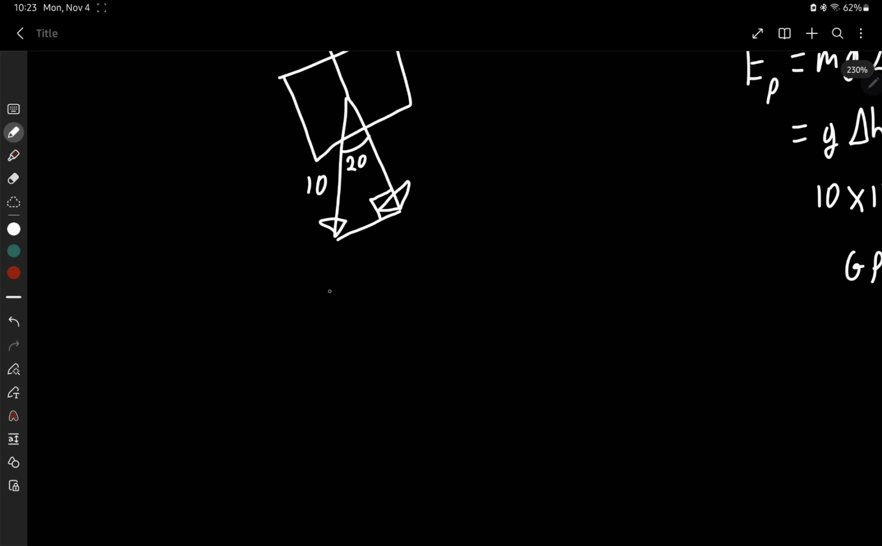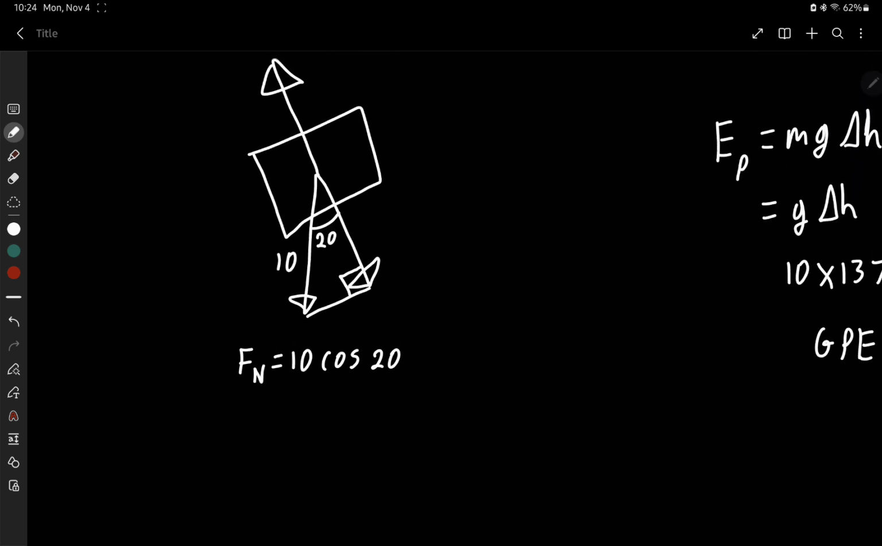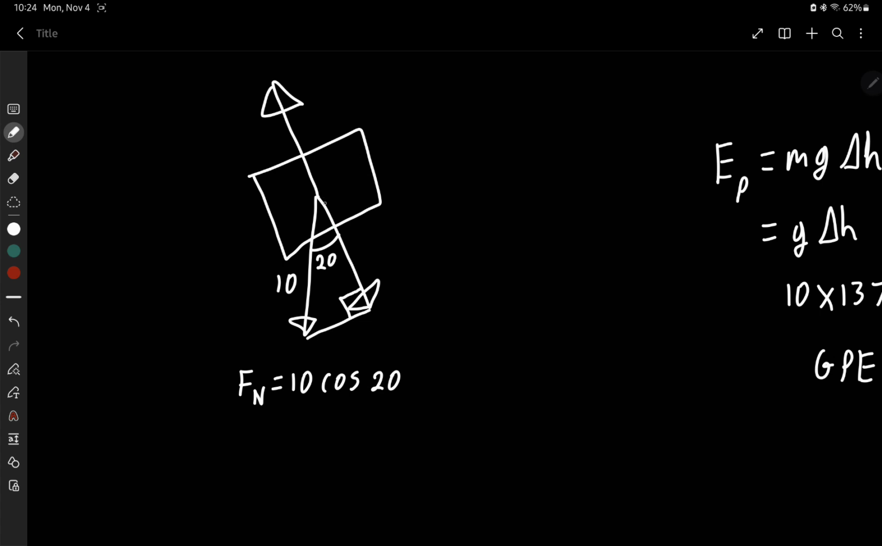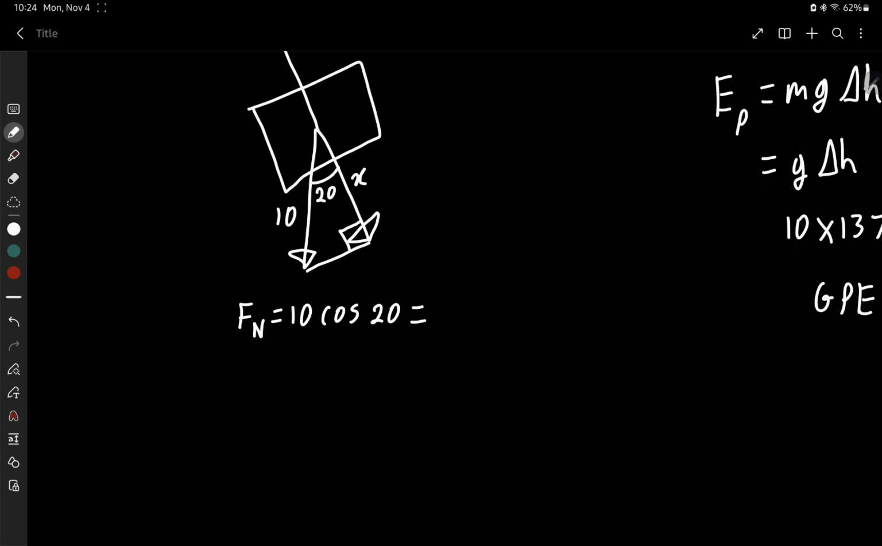So from here, we could just do 10 cos 20. That gives us the normal, which is the same for the arrow pointing down and pointing upwards, which is why we're using cos. We're finding this length here because the skier is not flying upwards or going downwards. So that's simply equal to 10 cos 20, which is 9.4. I rounded it up.